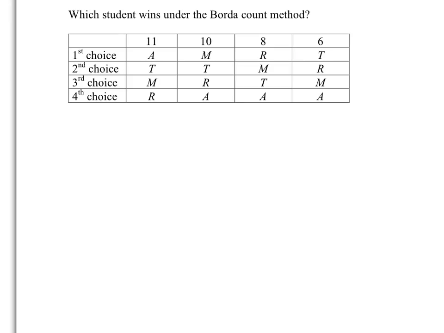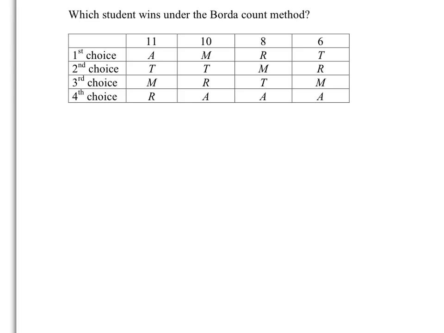We move on to the Borda count method and ask, now who's the winner? We have 4 candidates now. That means that a first choice vote is now worth 4 points. A last choice vote is always worth 1 point, second to last 2 points, third to last 3 points, fourth to last is worth 4 points. All right, so let's see how this works out.